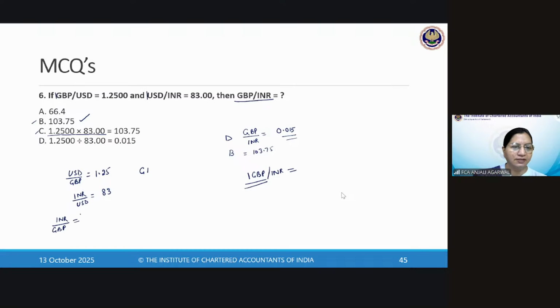So you can see that if you multiply these two, that is what you need. You need INR in the numerator, it is there. You need GBP in the denominator, it is there. So simply multiply. Right, 1.25 into 83, 103.75 is the answer. Do we get this answer only when we multiply? Okay. Right, team? I hope these questions are clear to you. 103.75.